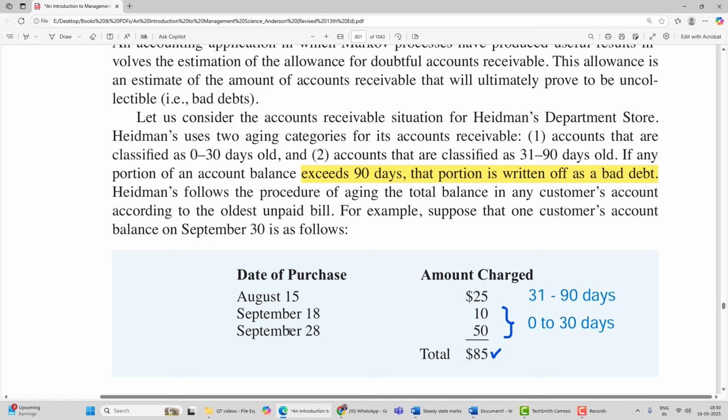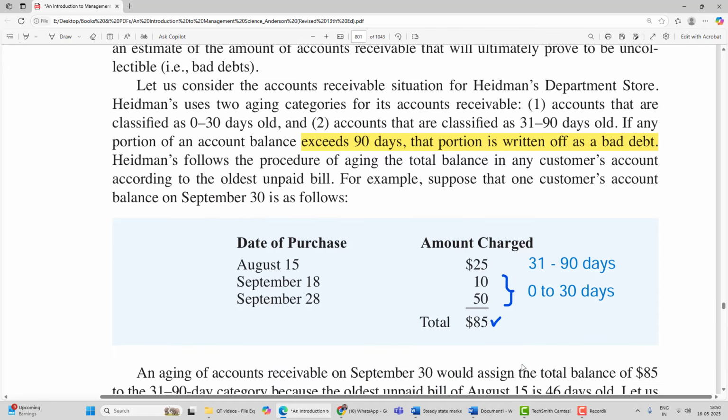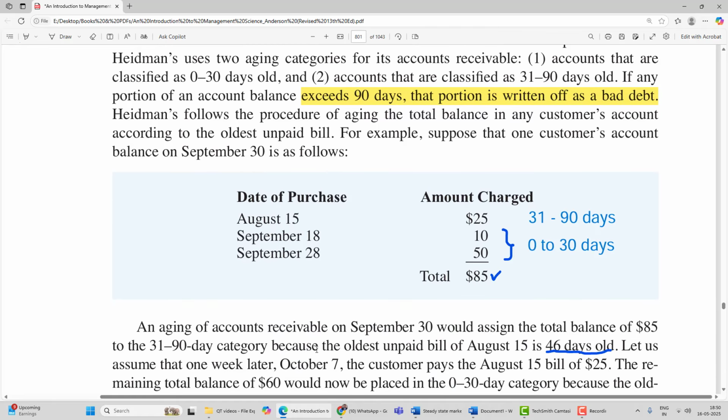The other two transactions, the $10 and $50, which happened a few days before, will be categorized as 0 to 30 days. So the total $85 will be categorized by the oldest unpaid bill, because the oldest unpaid bill is of August 15. The entire amount of $85 will be shown as account receivable in the 31 to 90 days category.